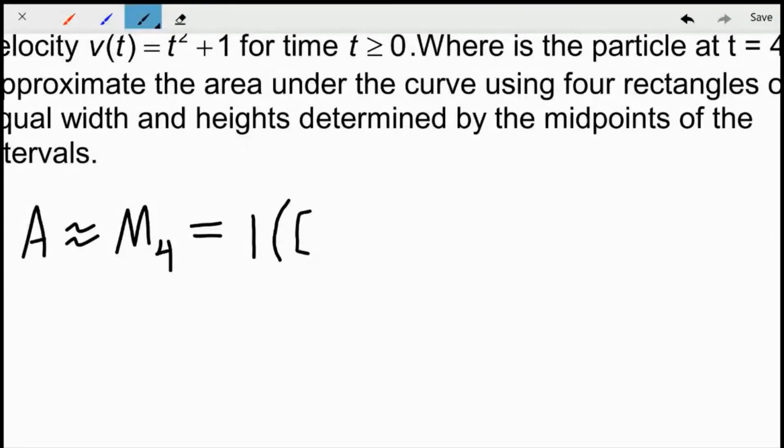So that means I'm going to do 1/2 squared plus 1. So that's my first function value. If you distribute the 1, base times height gives me the area of the first rectangle.